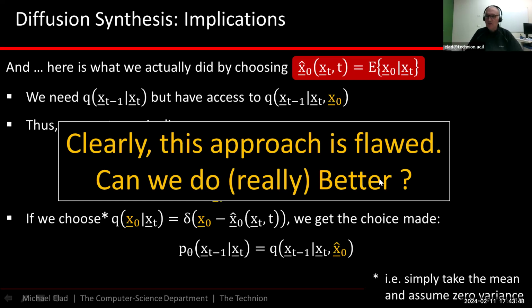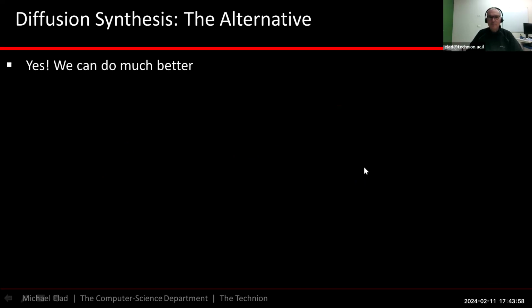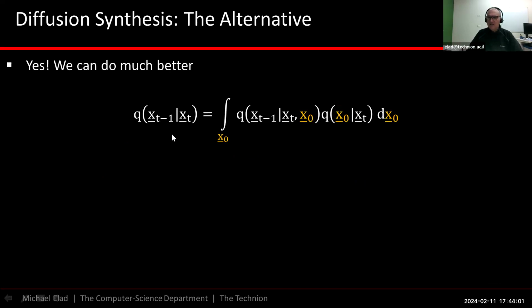People struggled with it. All sorts of papers came up with all sorts of ideas of how to bypass this assumption. Here is a new way of thinking about things. Here is the expression we wrote before, the very same expression, this marginalization. This is what we want. This is what we have. We have this, and we have to marginalize with this unknown probability in order to get to this.